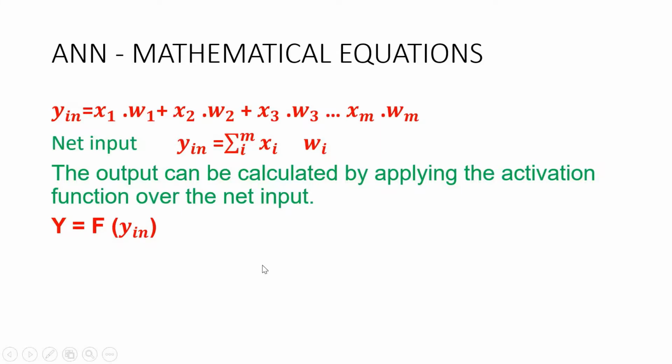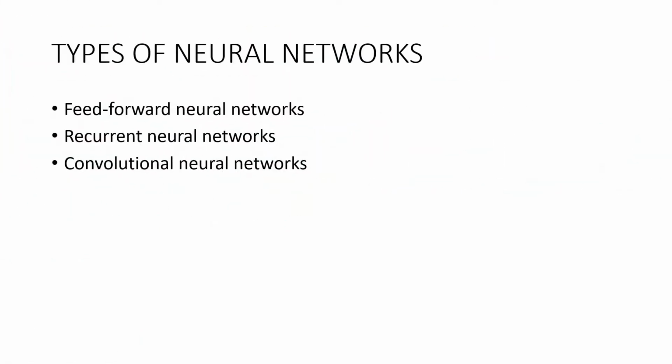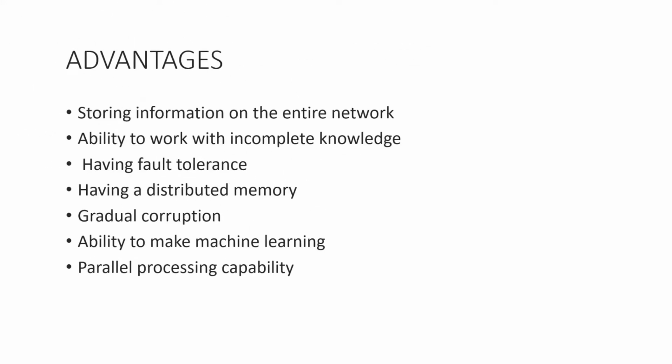Next, I am going to discuss different types of artificial neural networks: feed-forward neural networks, recurrent neural networks, convolutional neural networks are different types of neural networks.